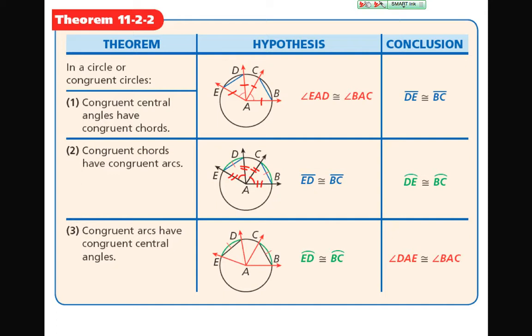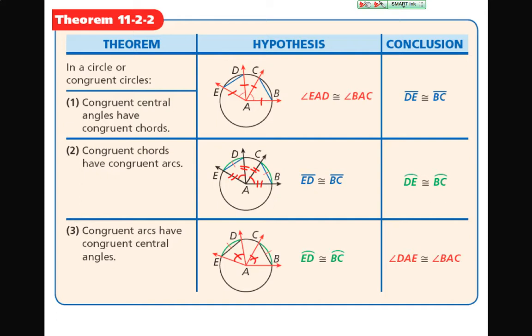And on the last one, if we start with the arcs being congruent, then the central angles will be congruent. And that really just goes back to the definition that we did a while ago. The arc and the central angle have the same degree measure. So if those arcs are the same, the central angles will be the same.